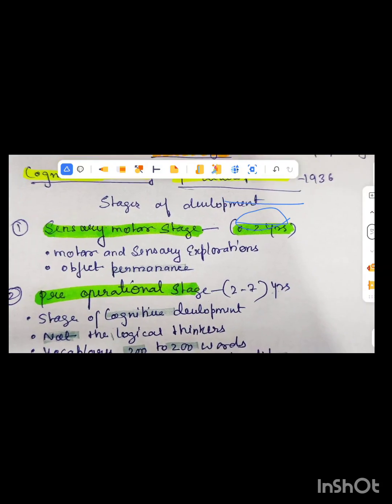So first one is the sensory motor stage. This is the stage from 0 to 2 years, that is from birth to 2 years of age. The characteristics of this stage are motor and sensory explorations. Here the child starts exploring things through his motor and sensory organs. Motor means the movable body organs like hands and legs. Sensory means through which he can sense: eyes, nose, ears and skin. He starts holding things step by step. First, he will grab things, touch, see through the eyes, and feel through the skin.